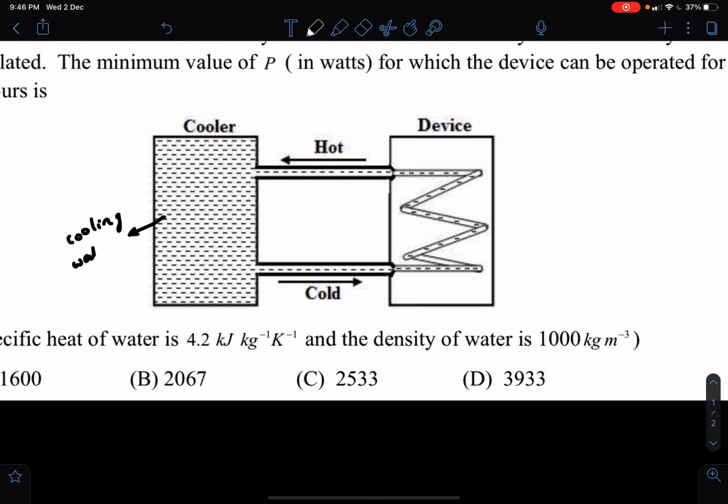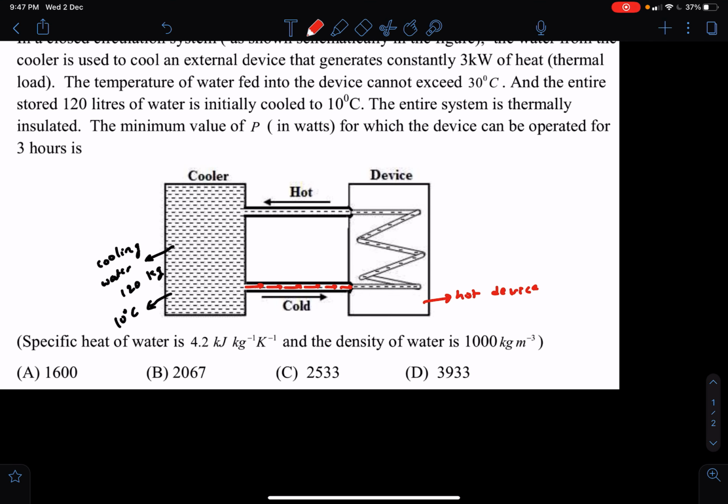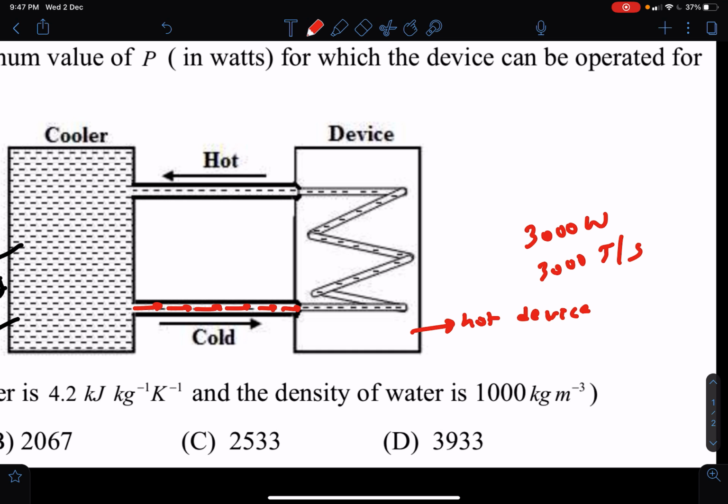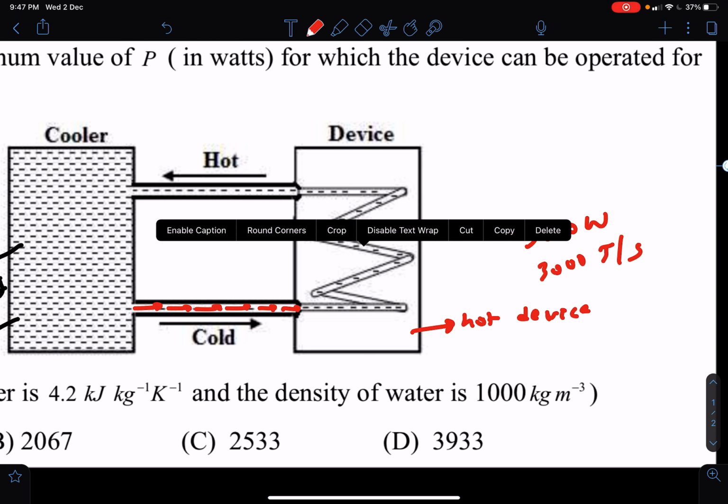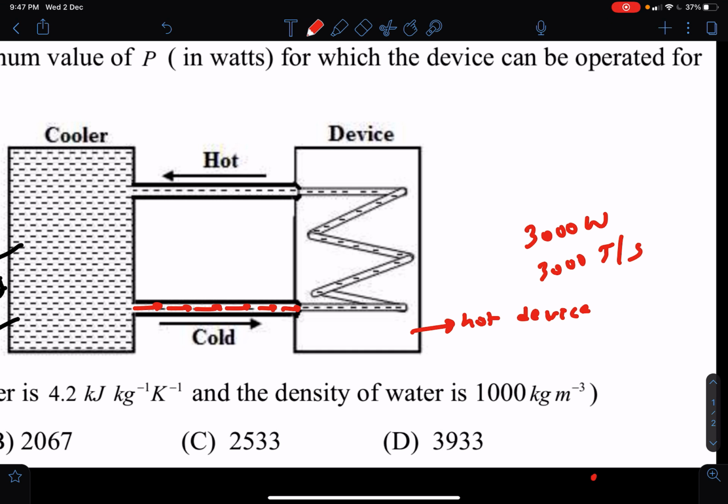So this is cooling water which is 120 liter, which means 120 kg also, and this is initially at 10 degree. So what we are going to do is feed this cooling water here. So cooling water goes and there is a hot device. A lot of heat is getting generated, 3000 watt or 3000 joule per second. So this device will lose this 3000 joule per second to this cooling water, because that's the job of cooling water. Cooling water is supposed to cool.